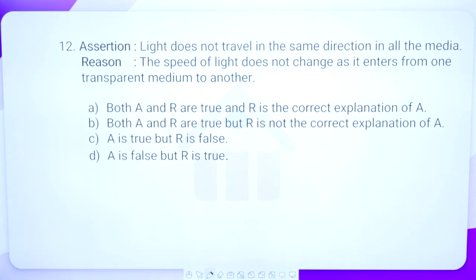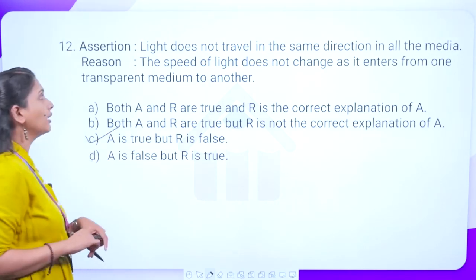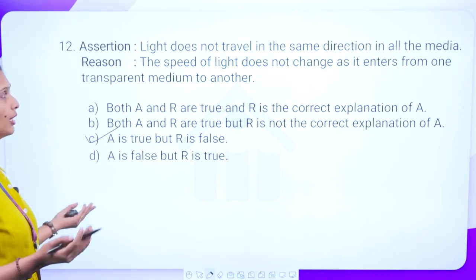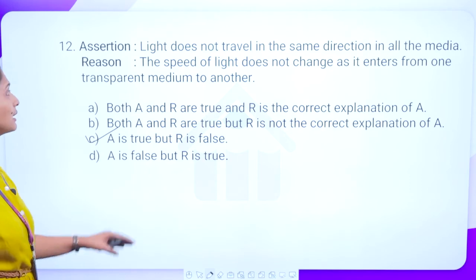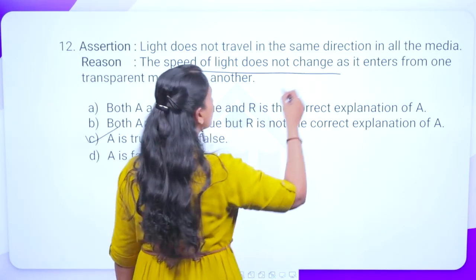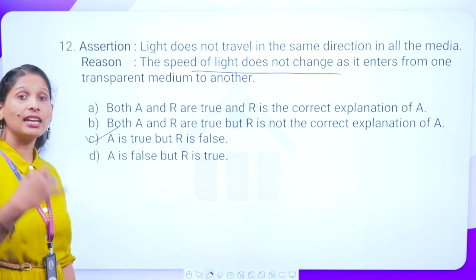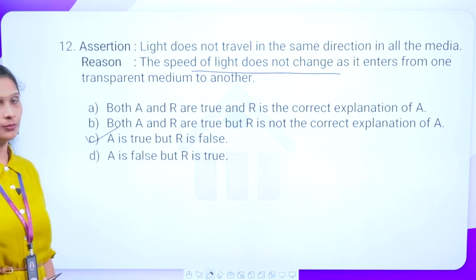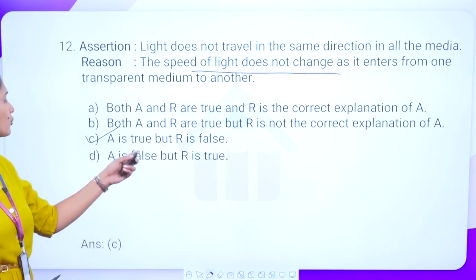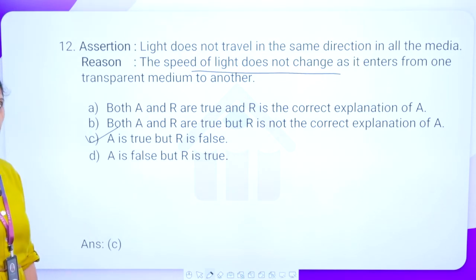Many of them are with option C. That means you are saying that assertion A is true and the reason is false, right? And I do agree with you. Yes, it is option C, because we know that light does not travel in the same direction in all the media. And when you consider the reason, it says the speed of light does not change, which is not possible. Because of the change in speed only, the refraction is happening, the bending is happening, right? So that is a wrong statement. Making A true but R false the correct option. Clear?